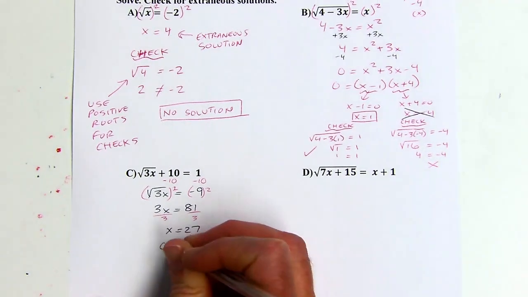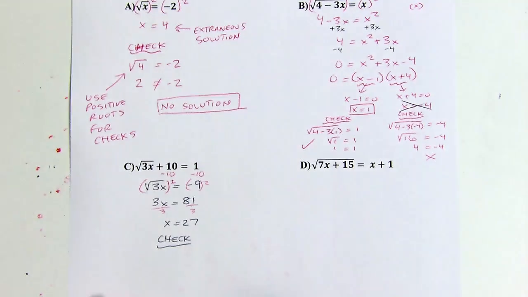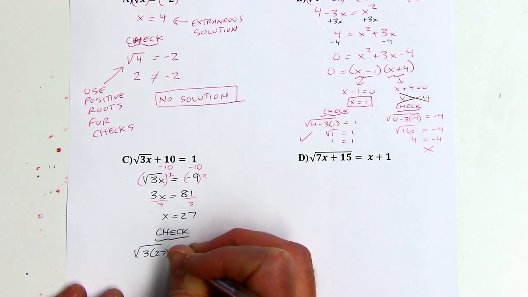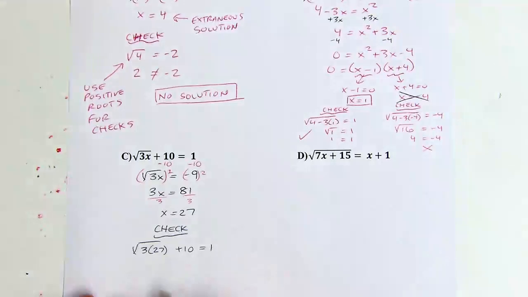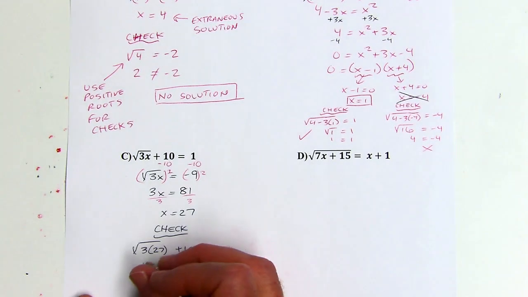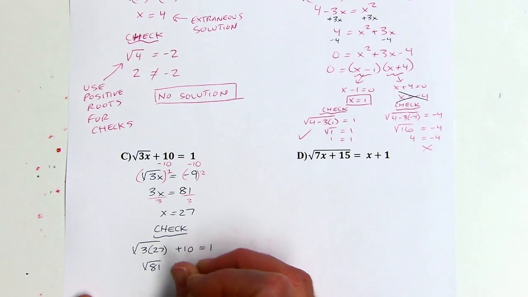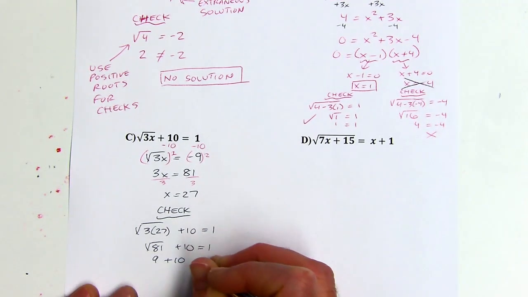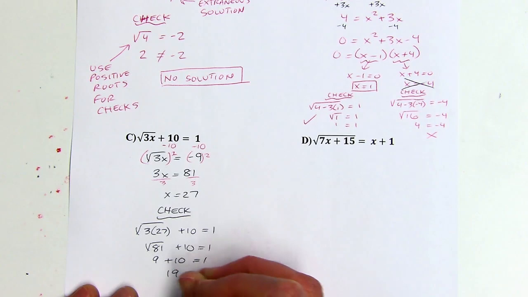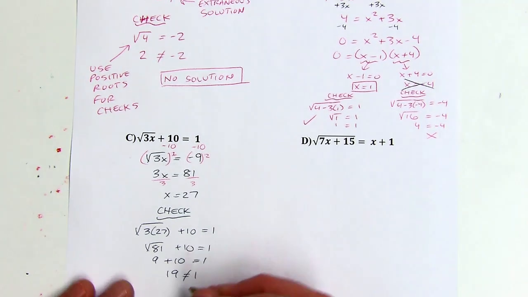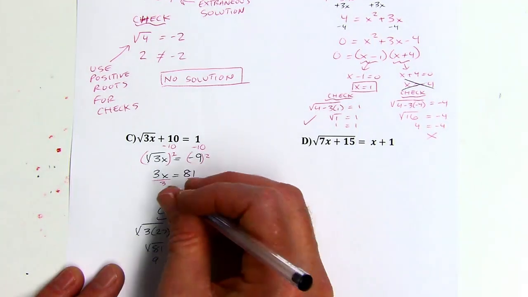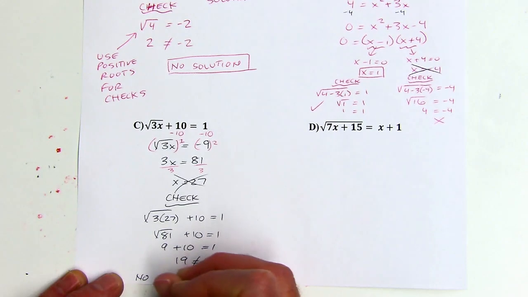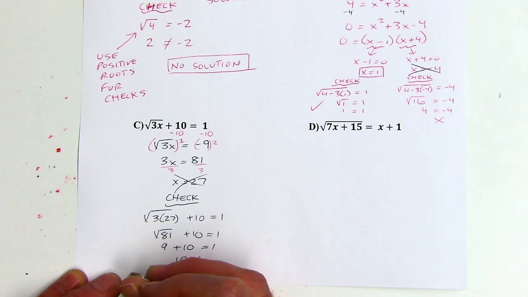Okay, let's do a check on that. Even though we only got one solution, let's check it. Okay, 3 times 27 is 81. And then the square root of 81 is 9. And now I have 9 equals 1. Well, no it doesn't, right? That's not correct. So that means this is an extraneous solution. It's the only solution I had going, so that means no solution.